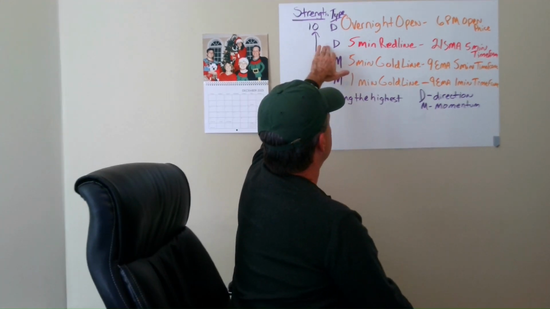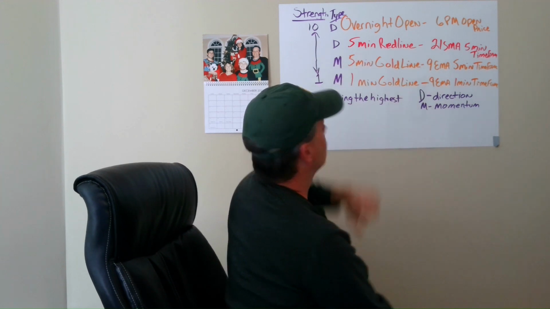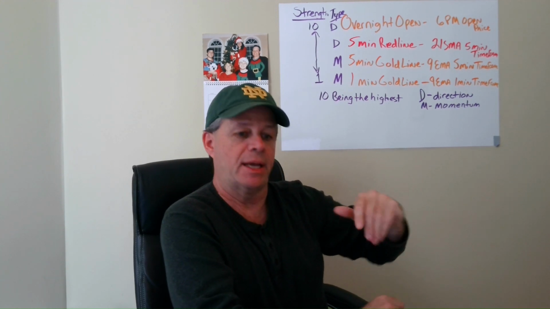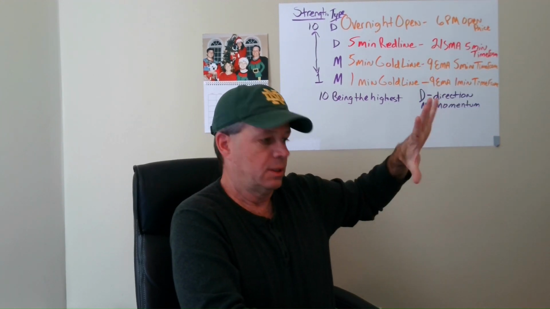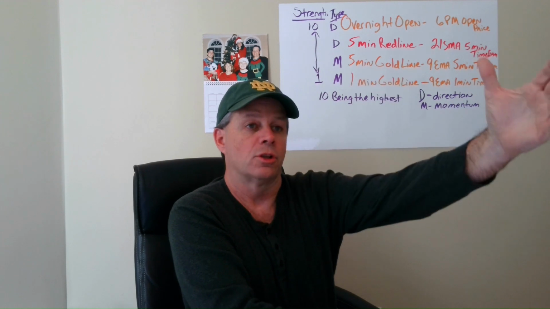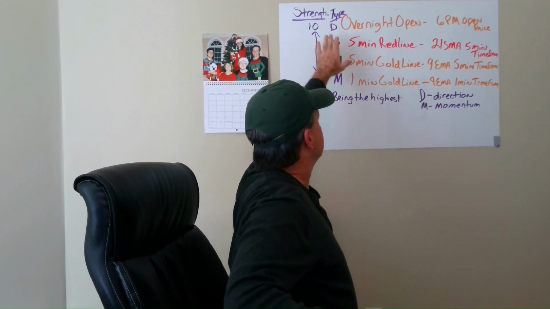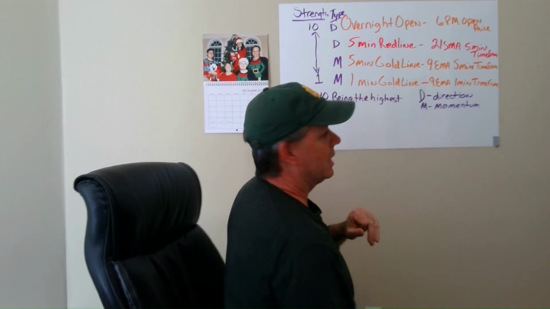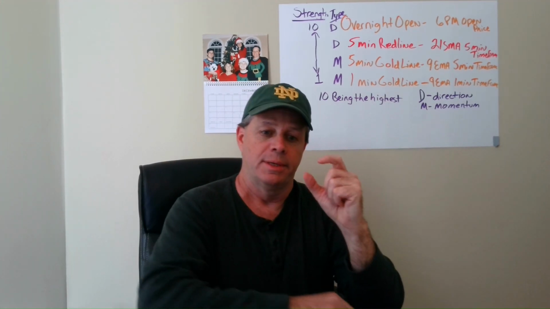A direction style trade is like our 5 minute red line and our overnight open. As direction trades, you give the trades a little bit more room to work, because you're anticipating the direction to come hit that line and then create that direction for a longer term style trade. Now, knowing that these are directional trades, these are more powerful lines.